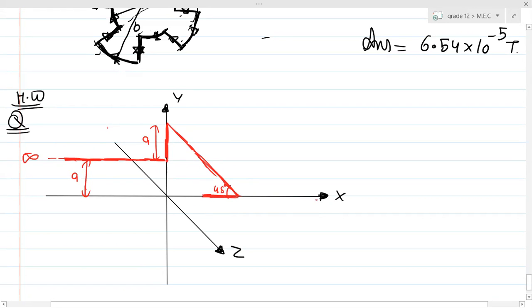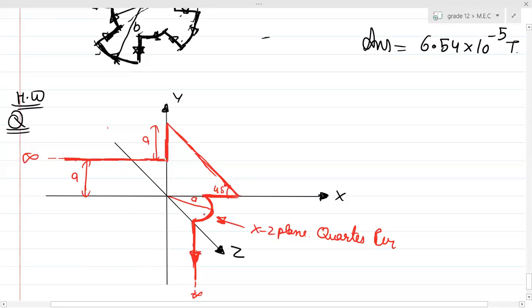Now this is from xz. It goes like this. Can you see over here? This is an xz plane. And it's a quarter circle again of radius a. Is this clear? And after this, it goes into the negative y-axis again, till infinity. This is the direction of current.